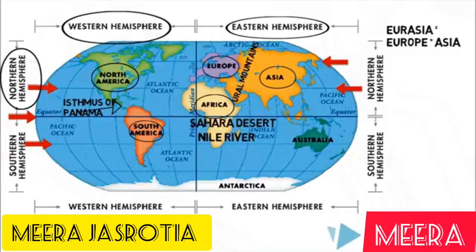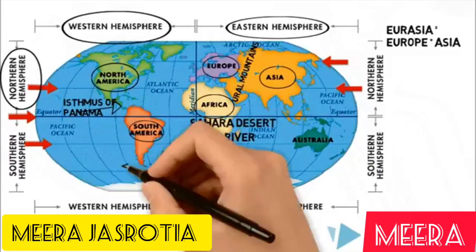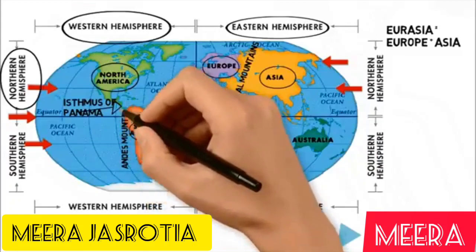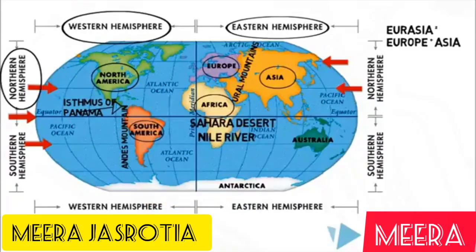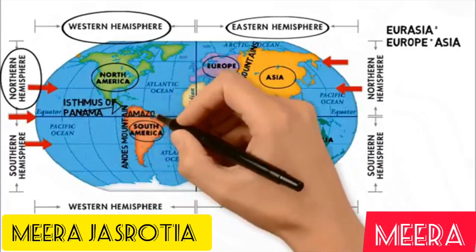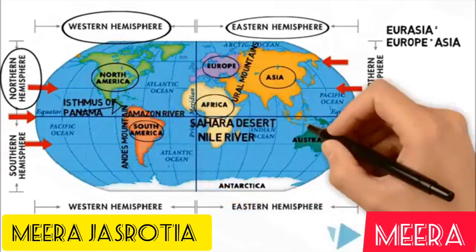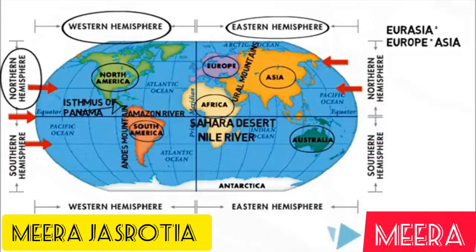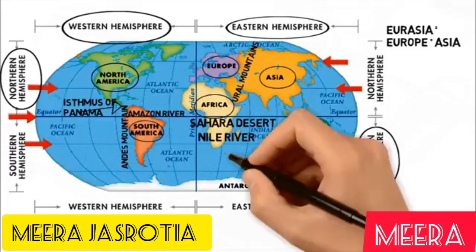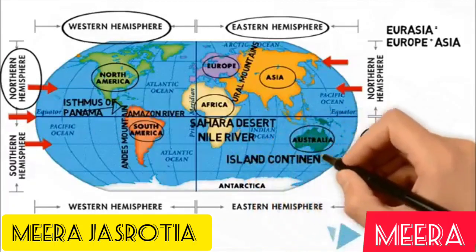The Atlantic Ocean and the Pacific Ocean surround it on the east and the west respectively. The Andes, the world's longest mountain range, runs through its length from north to south. South America has the world's largest river, the Amazon. Australia is the smallest continent that lies entirely in the southern hemisphere. It is surrounded on all sides by the oceans and seas. It is called an island continent.